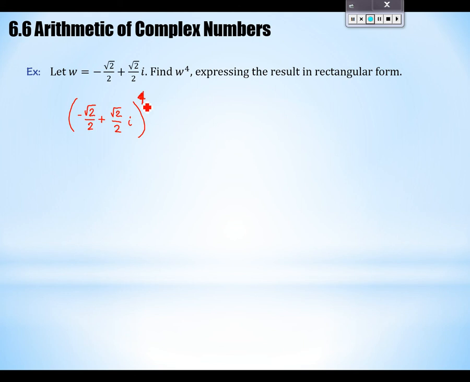And the answer is that we desire the answer to be in rectangular form too. So let's see how we do here. Okay. My suggestion to you is that we put this in polar form, because that was so fun to raise something in polar form to the 4th power.